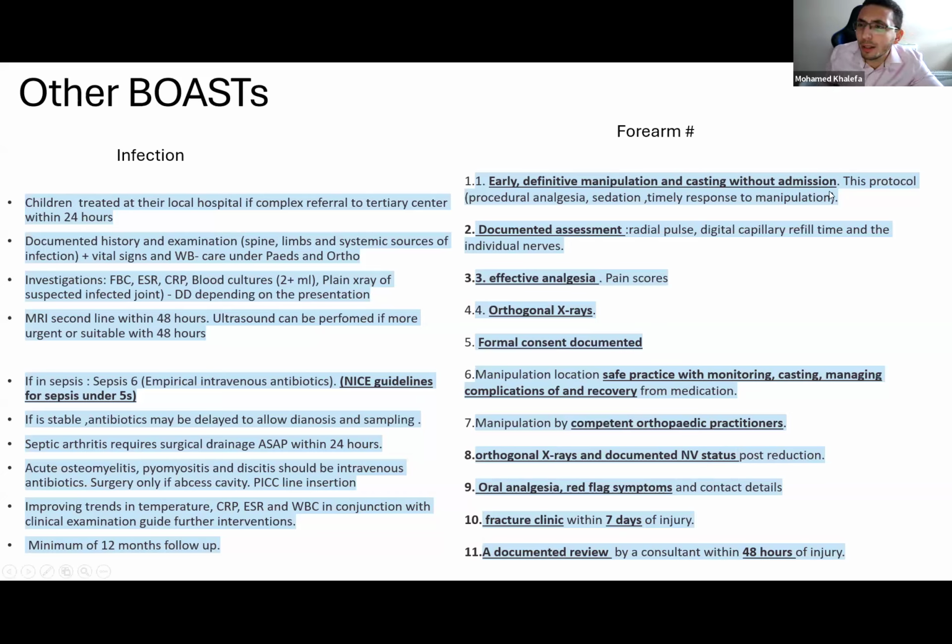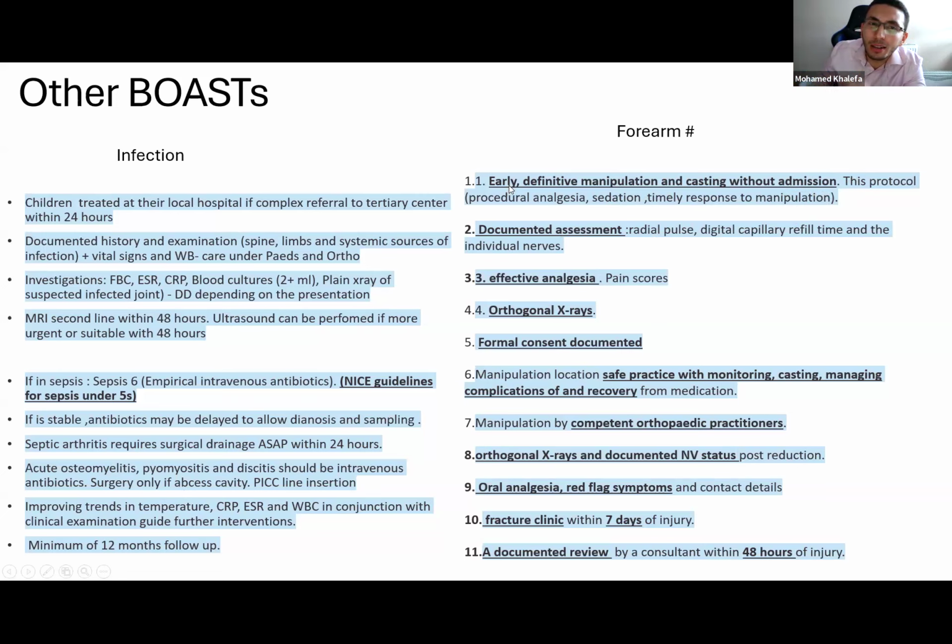Forearm fracture, again, similar to any displaced fractures. The key thing here is the guidance from BOAST to avoid admission. A child who has a simple both-bone fracture or distal radius fracture does not need hospital admission. So it's not something new you would do if you do it in A&E. Okay, so feel confident with that.